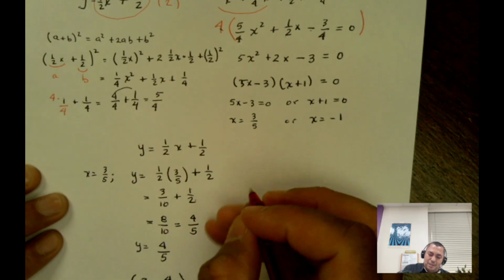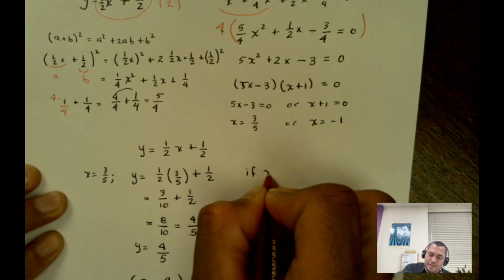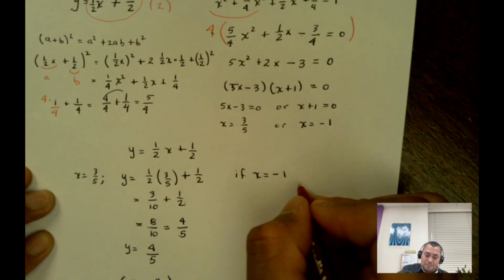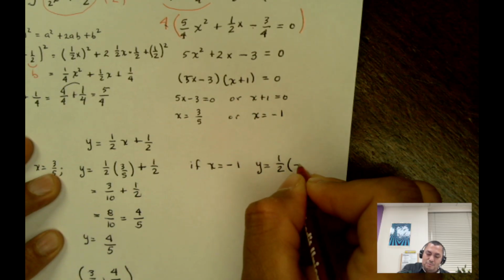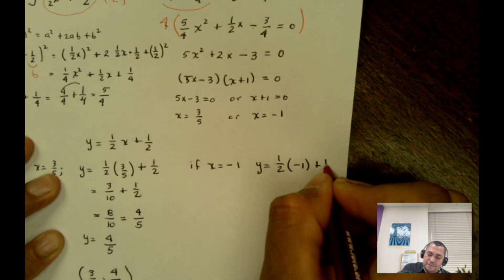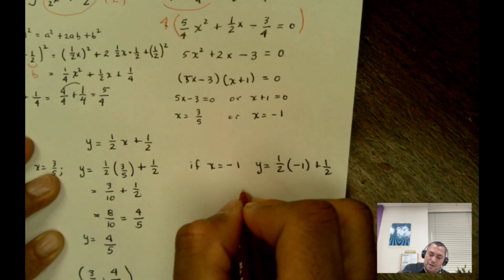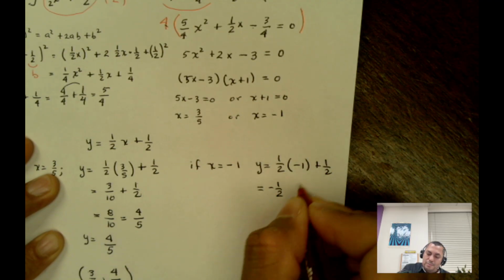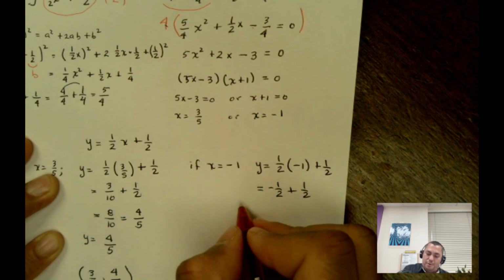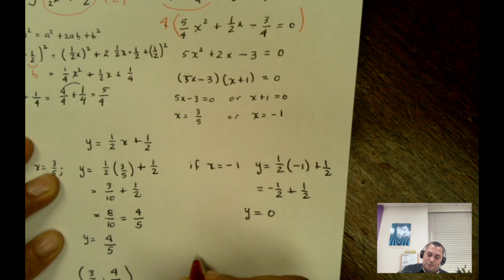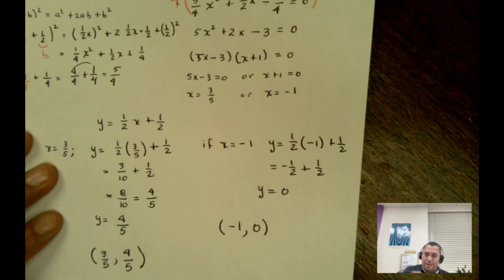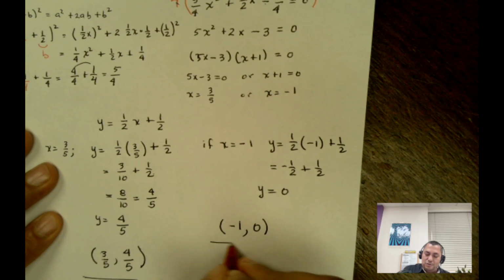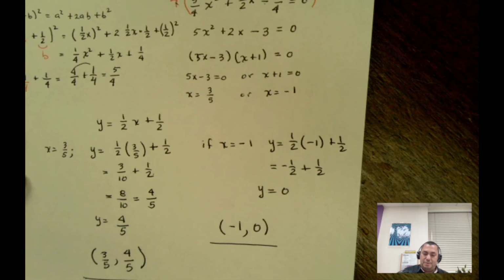Now I'm going for the second one. If x equals negative 1, then y equals 1/2 times negative 1, and then plus 1/2. 1/2 times negative 1 is negative 1/2, plus 1/2, and this one is 0. So y equals 0. So my second solution is negative 1, comma 0. You can verify it by graphing on Desmos or any graphing calculator, and this is going to be my solution of the system of equations.